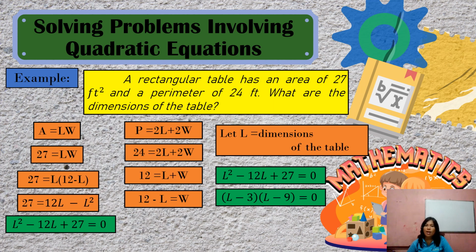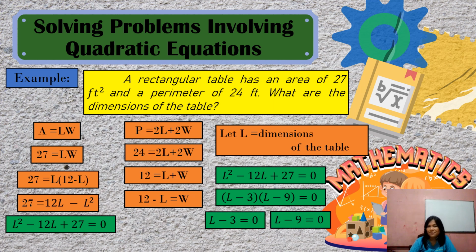Okay, so ngayon, of course, yung next step sa factoring is to separate each of the factors or to equate each of the factors to 0. Tapos, madali na lang. Transpose na lang natin si 3, and transpose na lang din natin si negative 9. So, meron na tayong dimensions na 3 and 9.